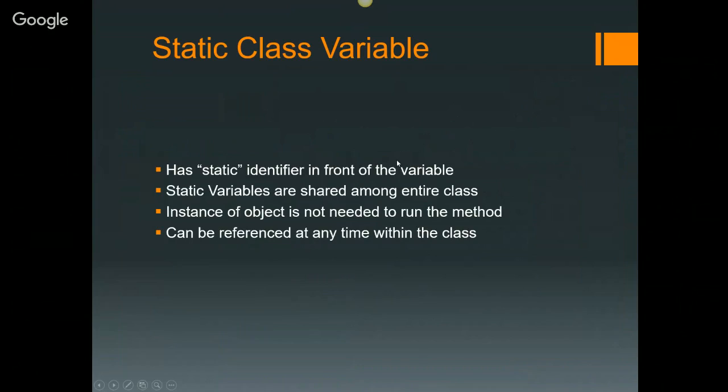Static class variables. Static class variables don't move. They don't go anywhere. You don't need the new instance for it. You just reference it. It's simple as that. It has a static identifier in front of the variable and the class. And it can be referenced at any time within the class.